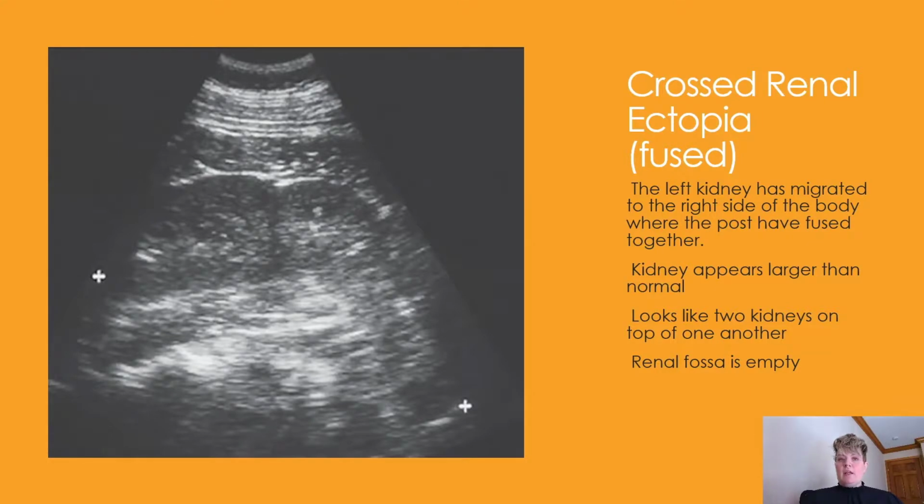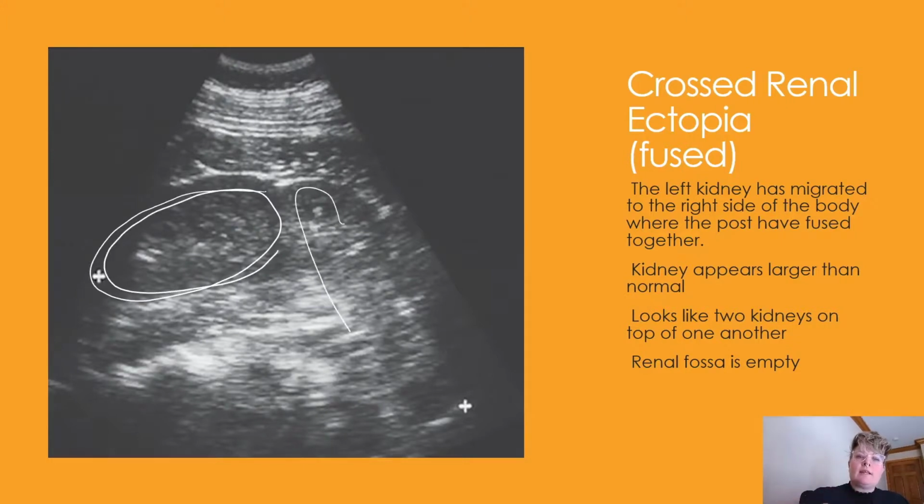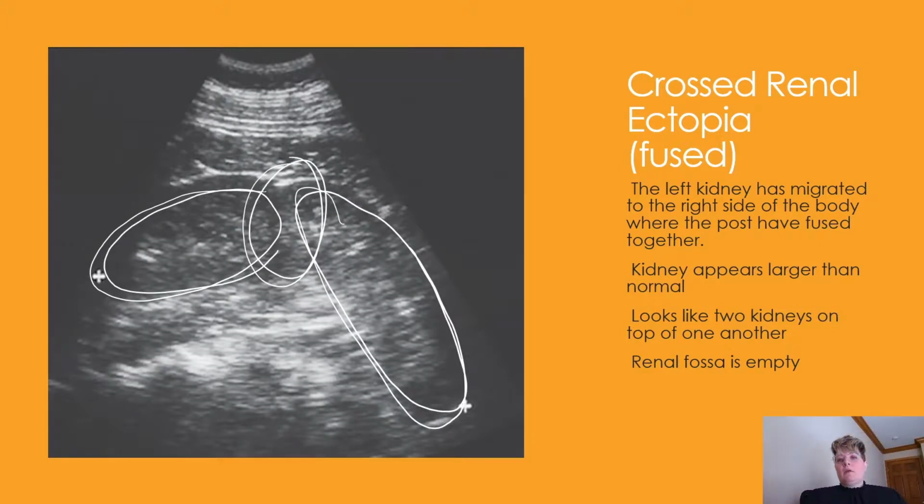Here's an example then of a crossed renal ectopia. This is a fused example. With the fused, you're going to see a really, really big kidney, and it's going to look like two kidneys stacked on top of one another. It's kind of hard to tell, but here is one kidney, and this is the second kidney here. And we can tell that they're connected right here in the middle. So these are fused renal ectopia variant. If it was unfused, we would just see two relatively normal looking kidneys hanging out on the same side of the body.